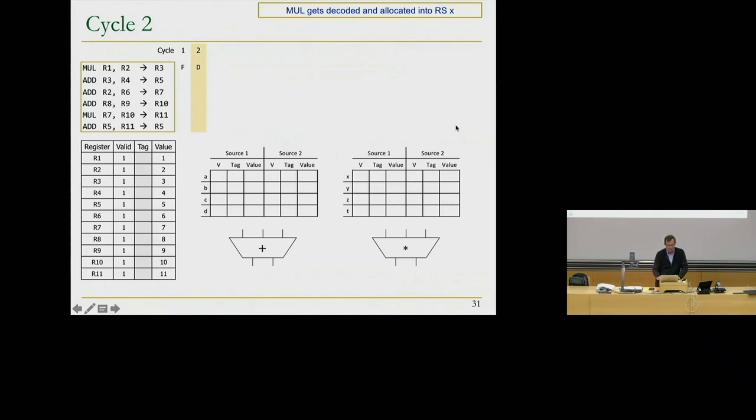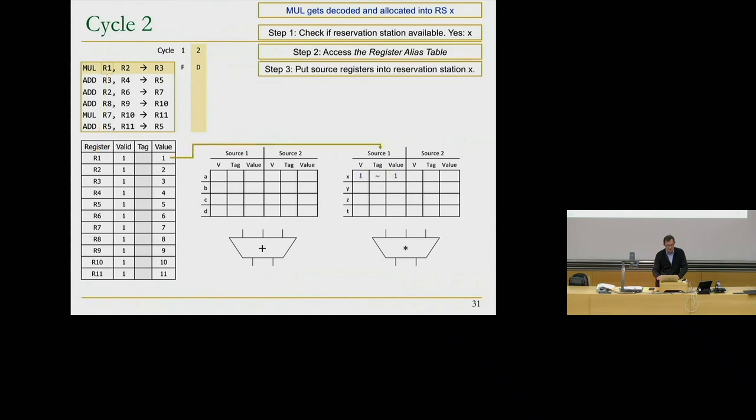Now, what does that mean? We basically check if we already did this. Second step, we need to read the source values and tags from the register alias table. So basically take register 1, index register alias table, get these. So it's valid. As a result, its value is 1. Tag, we don't care. So we're going to put that into the reservation station. The second source is R2. Again, we read it and put it over here. Now, if you see, both of these are valid, so this instruction should be able to execute in the next cycle. And you have the values also in the reservation stations, right?